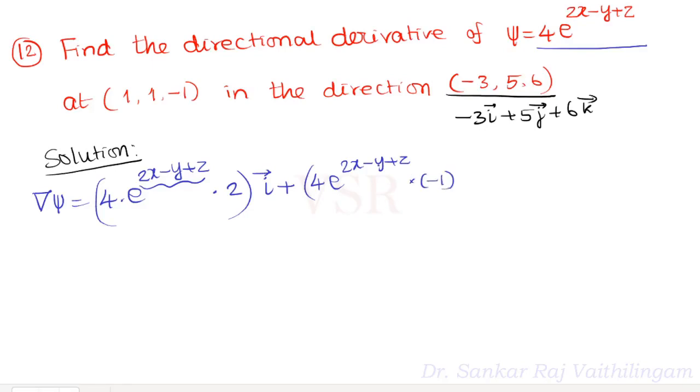y பொறுத்து டிஃபரன்ஷியேட் பண்ணா minus 1 into j vector plus z பொறுத்து டிஃபரன்ஷியேட் பண்ணா அப்போ 4 e to the power 2x minus y plus z into 1, into k vector. இது வந்து என்ன at the point x, y, z. இப்போ x y z க்கு பதிலா 1, 1, minus 1 போட போறேன்.